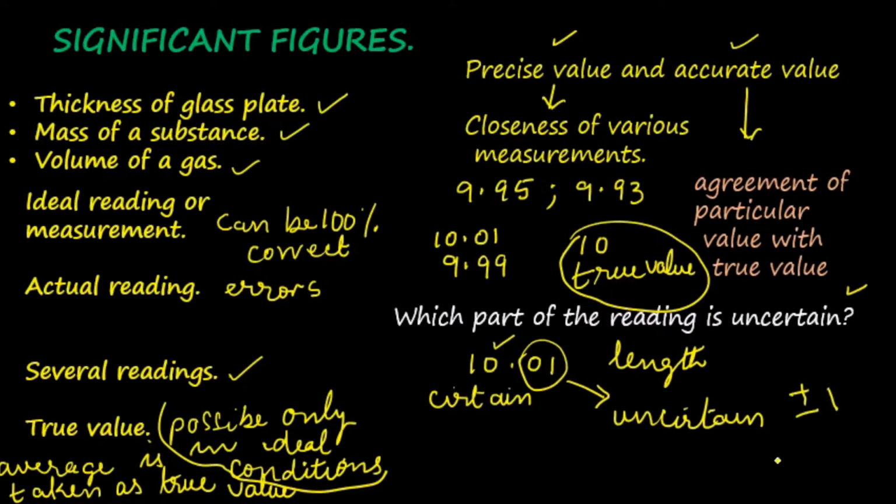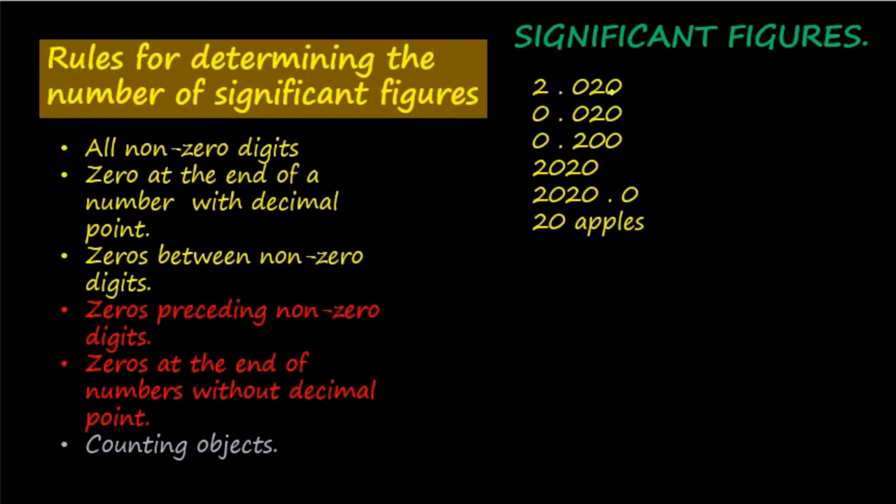Now we will proceed to understand how the number of significant figures in a number is decided. I have already given a few examples of numbers. Let us see one by one. The first number, 2.020. How many significant figures are present in this? There is a decimal point. There are non-zero digits and also zeros.